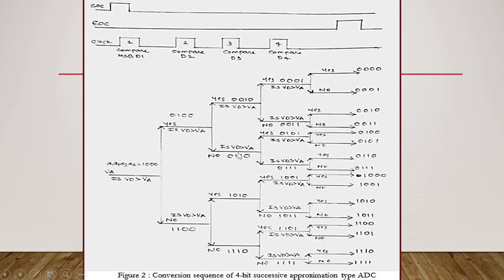Next you are going to check whether your VD, that is this one, 6 is greater than 4. 6 is greater than 4, yes, this path. So this is 0 1 0 1, it will be compared with your 5. Again it is greater, yes, so this is your actual answer, 0 1 0 0. So this is the path it is going to follow. This is how the successive approximation type ADC is going to work.